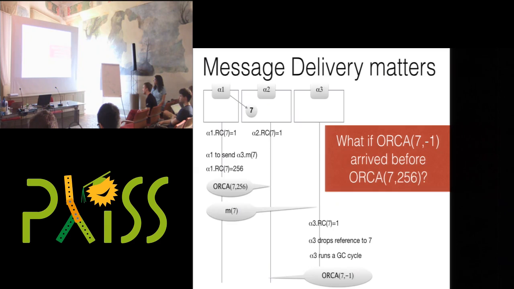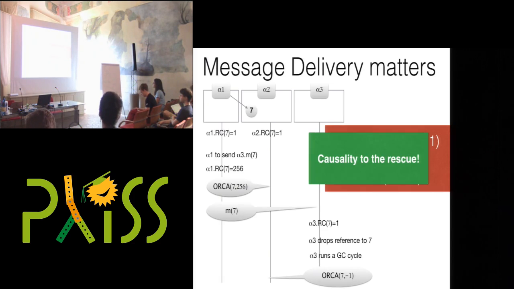So the problem is, what happens if this message should arrive before that message at alpha 2? If that happened, it would be a total disaster, because then alpha 2 would remove the object, even though there is still somebody who has an interest in it, namely alpha 1. And the answer is causality, namely this one happens before that one, so it logically precedes, this one logically precedes this one, therefore this one logically precedes this one and will be delivered first.